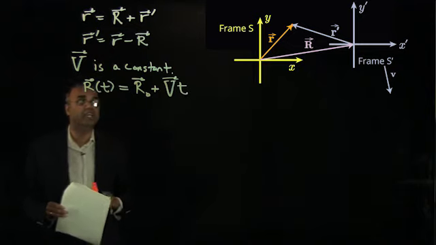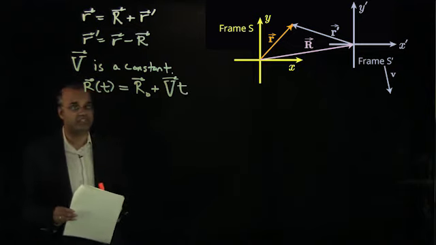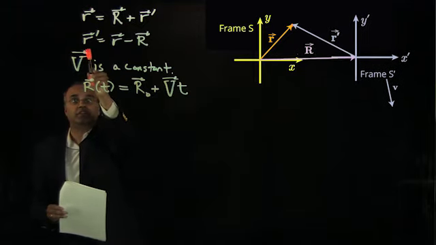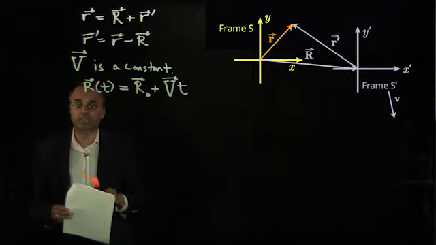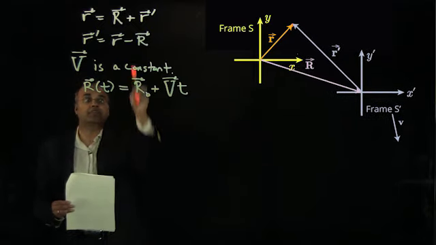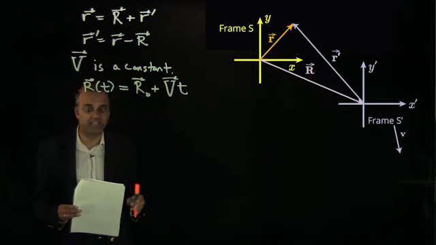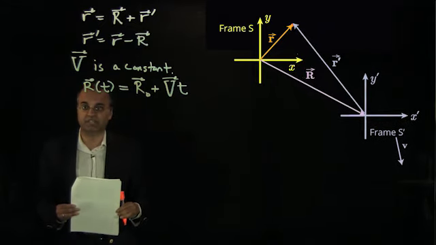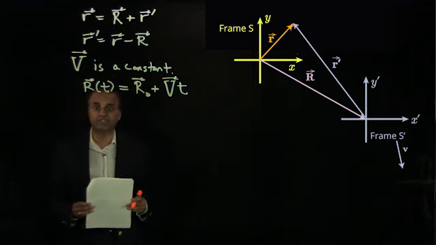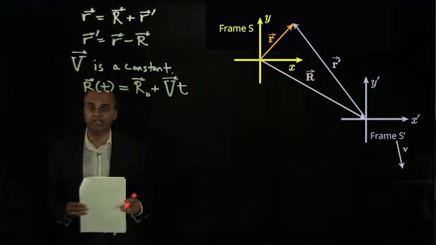So notice what that means. If the object is at rest in frame S, the object will appear to be moving. Its position vector will be time dependent in frame S prime because capital R, the location of S prime relative to S, is changing. So this relation tells us how the position vectors in the two frames are related.